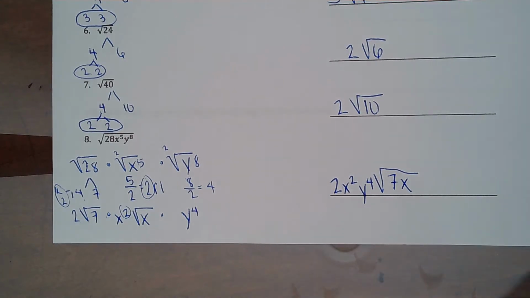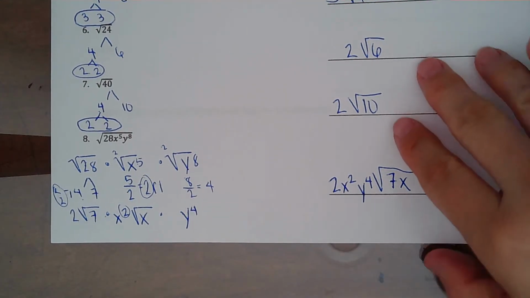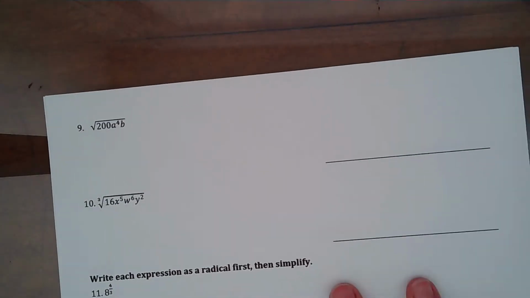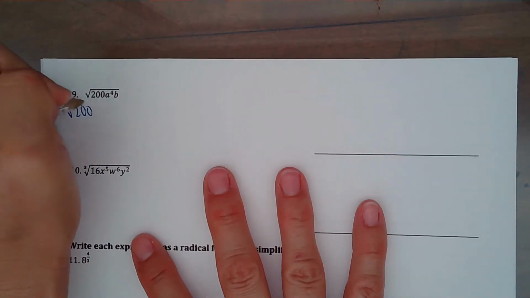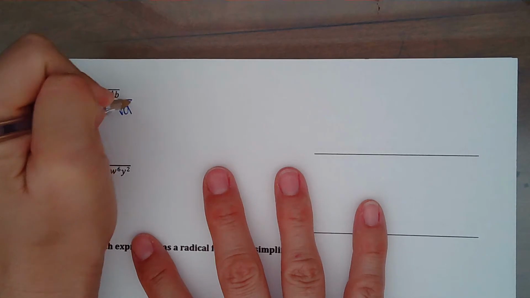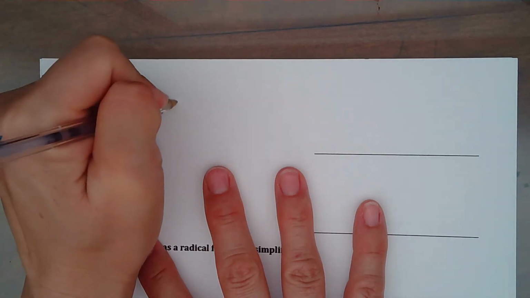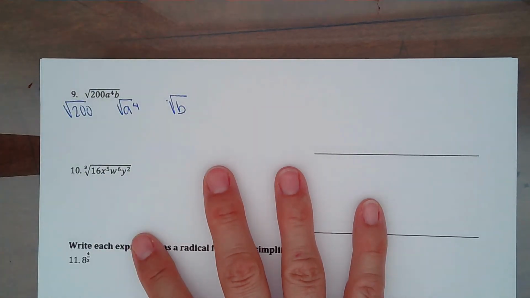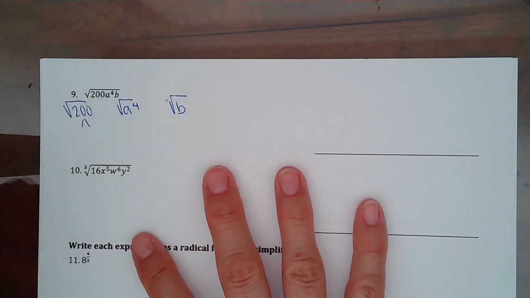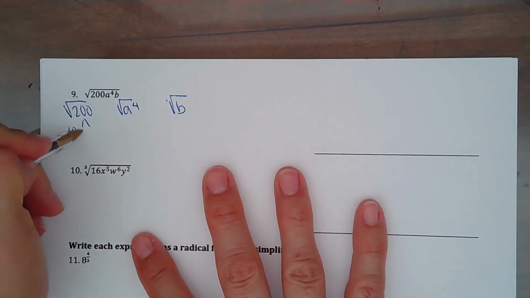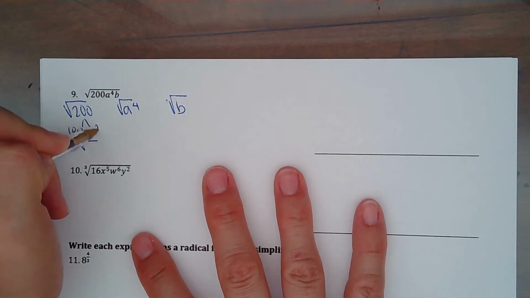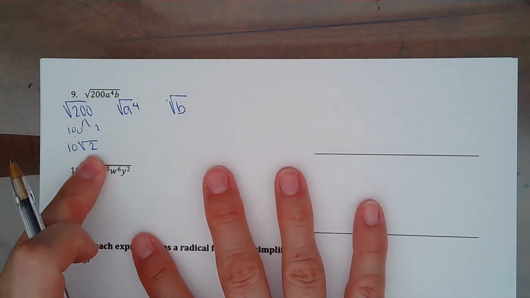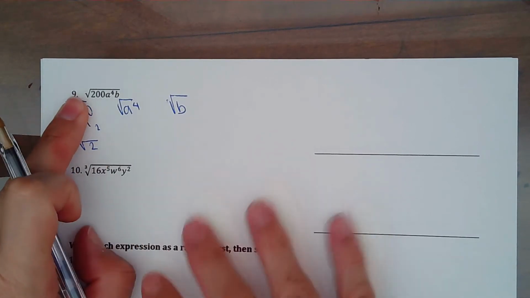And that is number 8. So for number 9, we're going to do kind of the same thing. We're going to break it apart where we have 200, a to the 4th, and b. Well, we'll think of the biggest perfect square that can go into 200, and that would be 100. The square root of 100 is simply 10, and 100 times 2. So we have 10 rad 2 as the square root of 200.